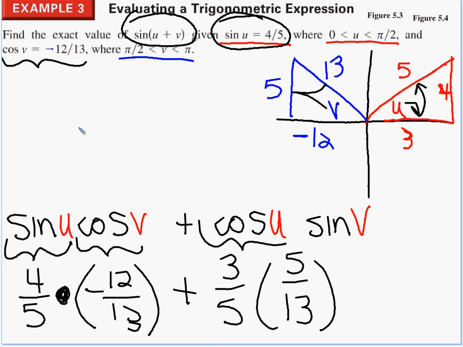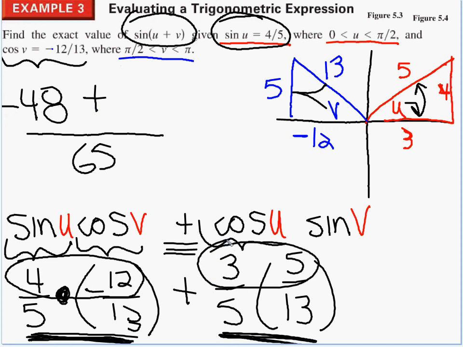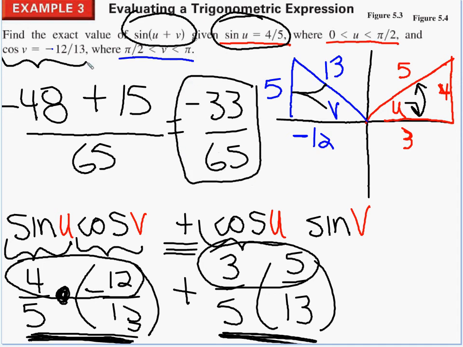Now I'm just going to sneak up here for my final answer. Common denominator here, this side has a 5 times 13. This side also has a 5 times 13. So that'll be 65 as our common denominator. And then this numerator, if we multiply, we'll get a negative 48. And then we're going to add to that the other numerator, 3 times 5 is 15. Negative 48 plus 15 is negative 33/65. That is the answer to the exact value of the sine of that sum. Negative 33/65.